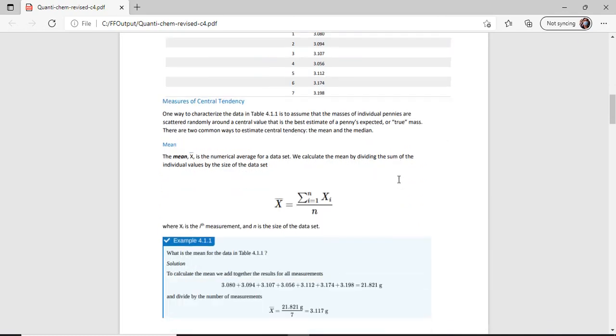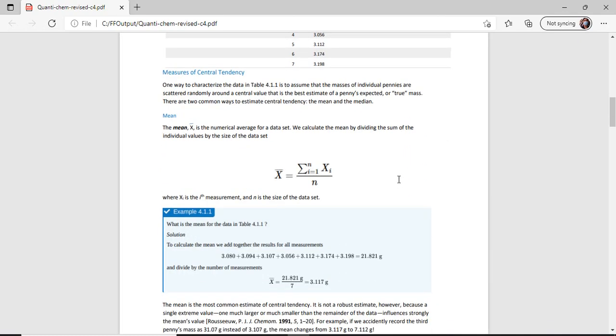For the measures of your central tendency, one way to characterize the data in table 4.1 is to assume that the masses of individual pennies are scattered randomly around your central value, that is the best estimate of penny expected or your true mass. There are two common ways for estimating your central tendency, okay? Is what you call your mean and median. So let us define each.